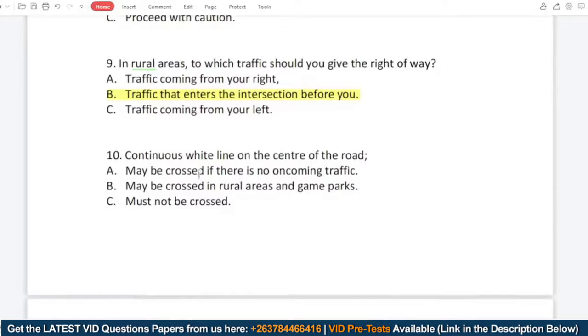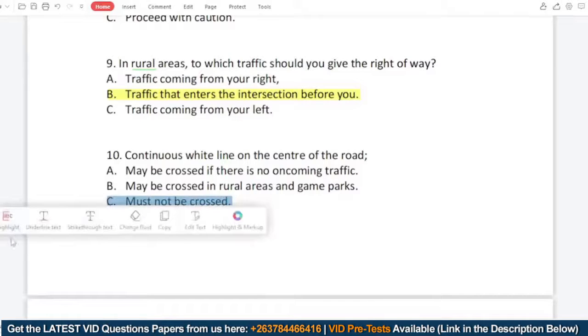Number 10, a continuous white line on the center of the road means. Option A, may be crossed if there is no oncoming traffic. Can be crossed in rural areas in game park. Must not be crossed. So continuous white lines on the center of the road mean do not overtake, and they must not be crossed. So the correct answer is C.